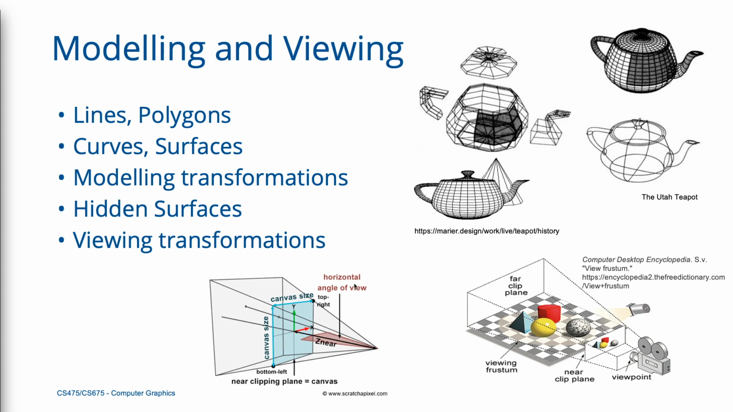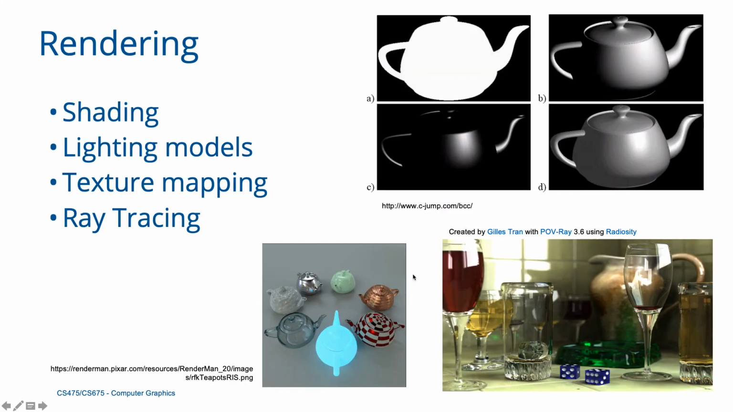And that brings us to the second part of computer graphics. So the second part of computer graphics is known as rendering. So rendering basically means drawing an image to the computer screen.